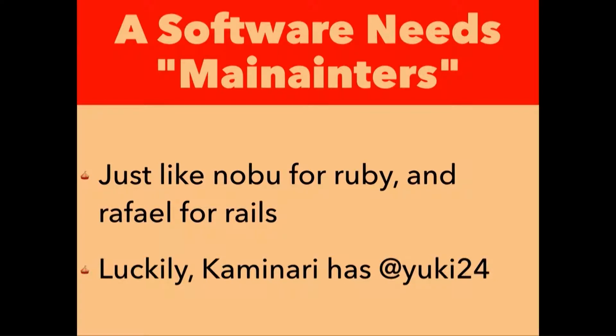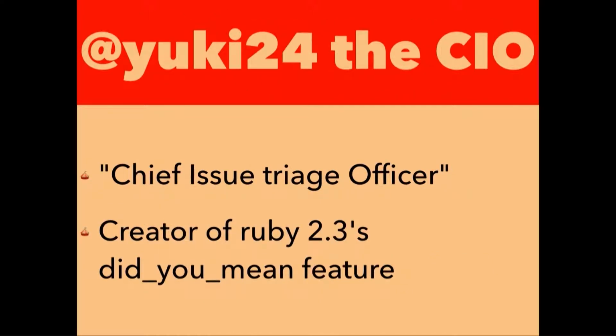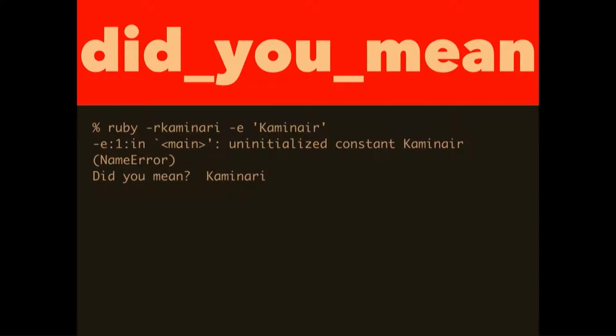We have Yuki in the Kaminari team as the chief issue triage officer. He is the one who created the Did You Mean gem, which is installed as one of the default gems since Ruby, I think, 2.3. I guess you know what I'm talking about, but Did You Mean is this feature. It automatically finds a typo and tells you, did you mean something?